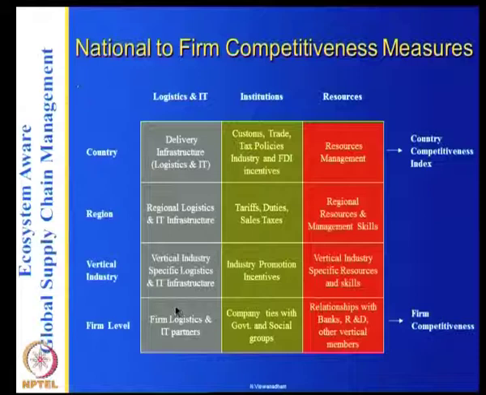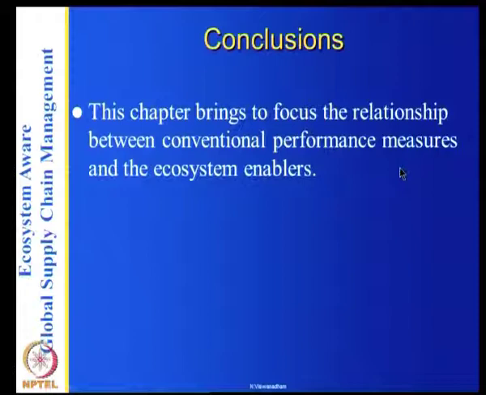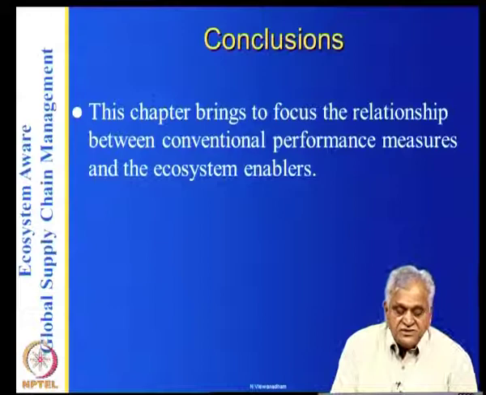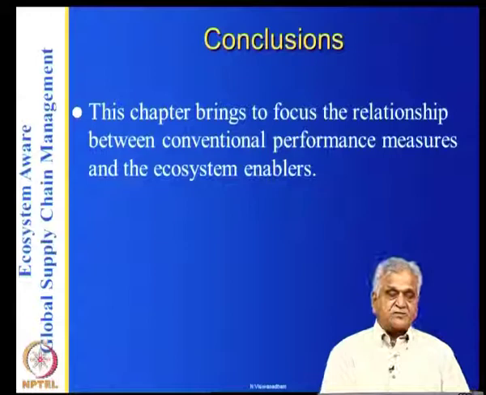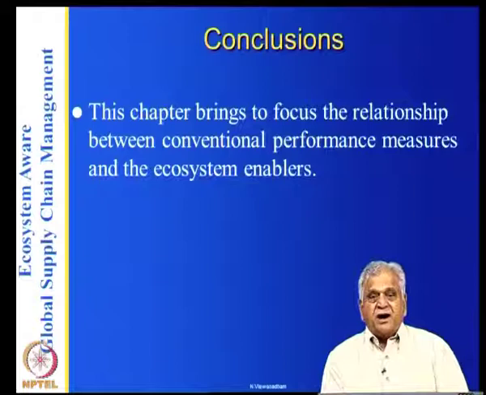As I said, no country can be very good in all industry verticals, but it's important that the country first chooses the vertical it wants to be competitive in and appropriately develops all the instruments for this from the supply chain. So to conclude, this chapter brings to focus the relationship between conventional performance measures and the ecosystem enablers. We have defined the lead time and its components, and more importantly we have shown how each of these components of the lead time is influenced by the ecosystem parameters.